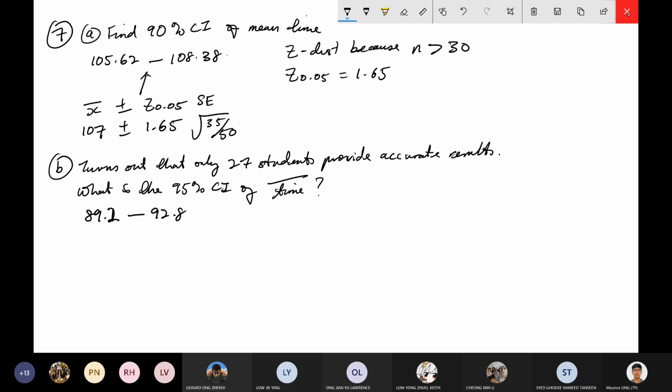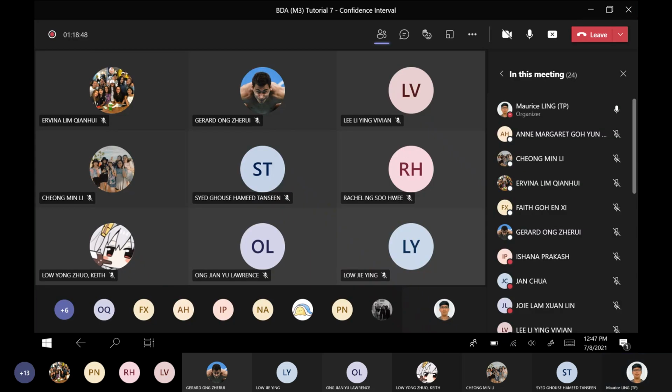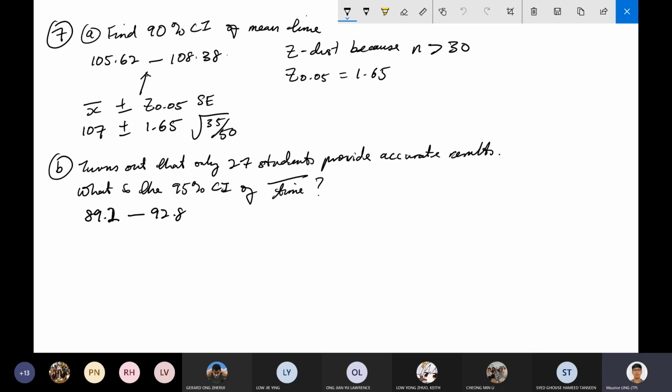Anybody can help her? Ishana? For question 7B, do you use T distribution or Z distribution? Is it T distribution? Right. Why do you use T distribution? Yeah, it's correct. But why do you use T distribution? The sample size is less than 30. Correct. Because sample size is less than 30.